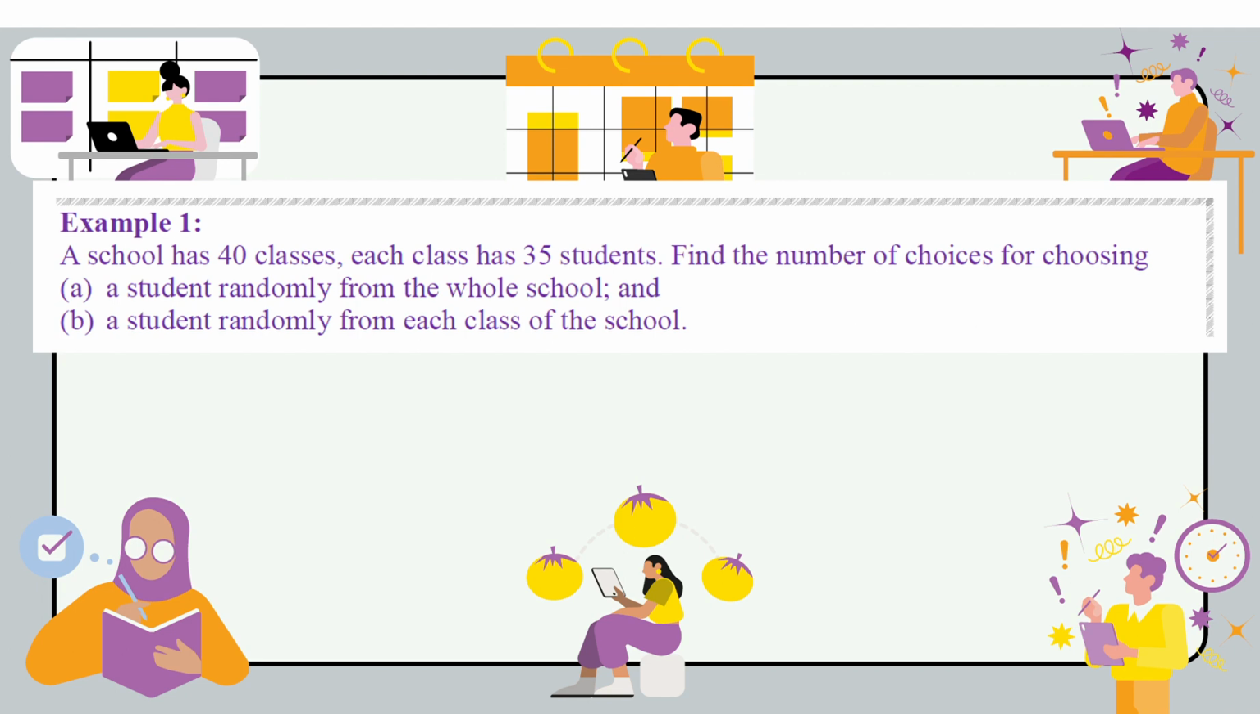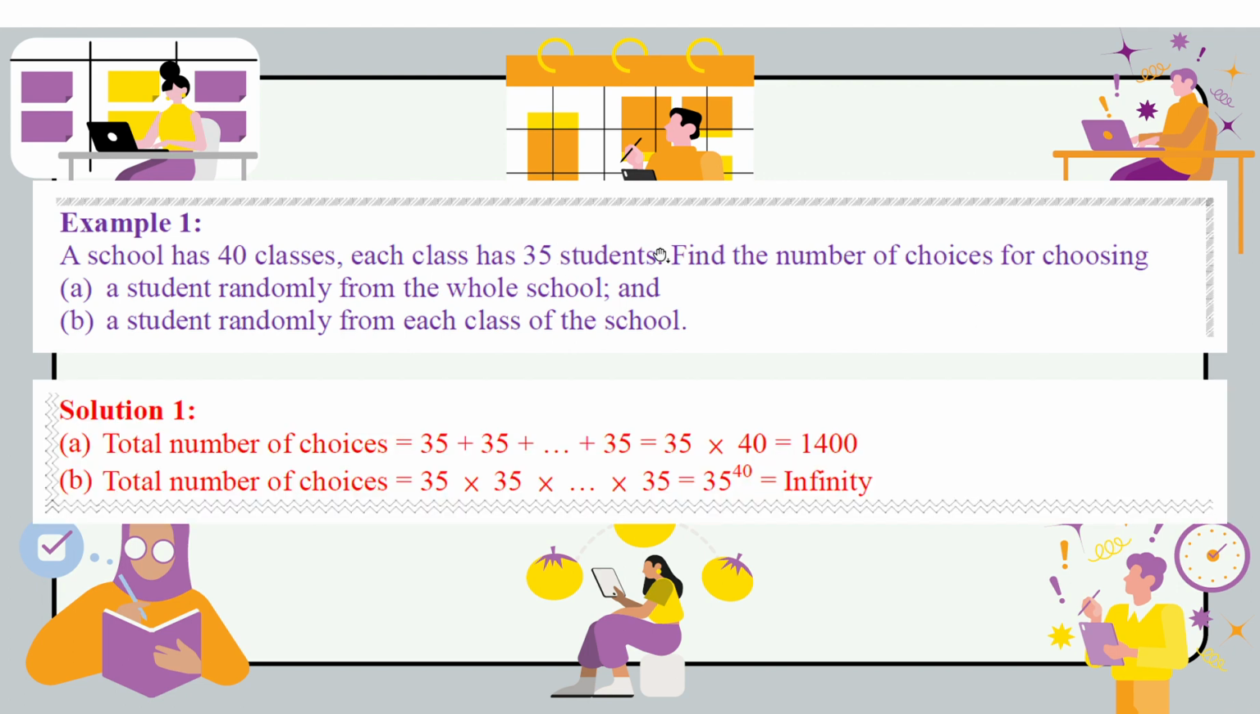Welcome back. Look here. A student randomly chosen from the whole school, whole school, so addition rule. 40 times 35. Randomly chosen from each class of the school, oh no, each class. So 40 classes, each one has 35 choices. So the total number of choices is 35 to the power 40. So it is a huge number, you can't use a calculator to find it. Infinite ways to form this group.